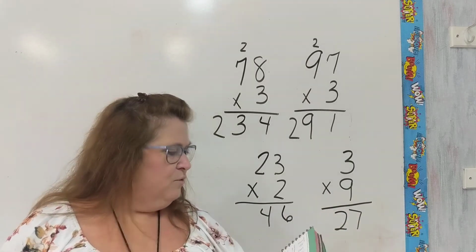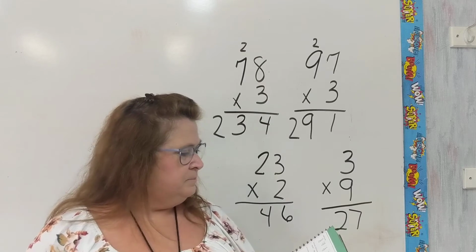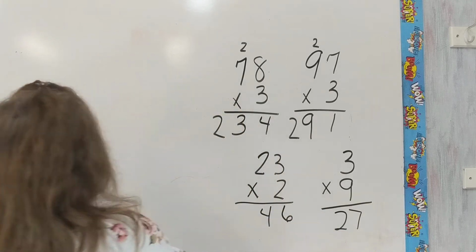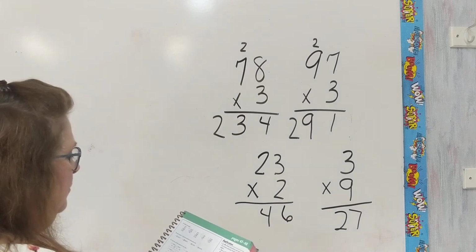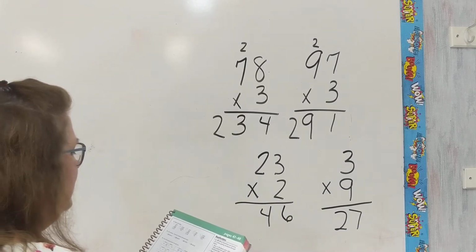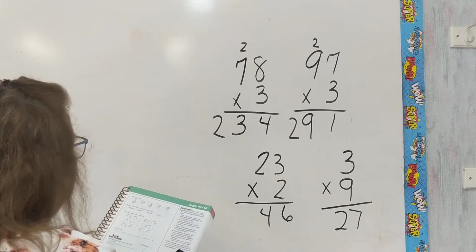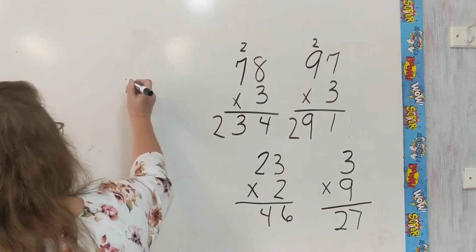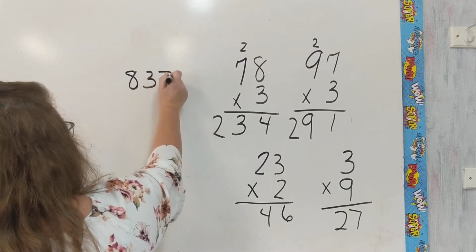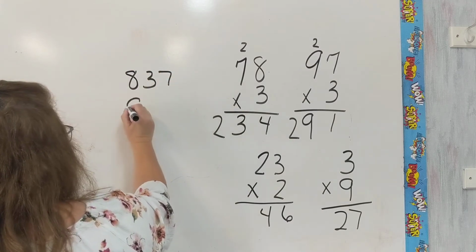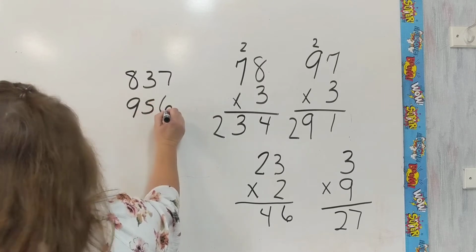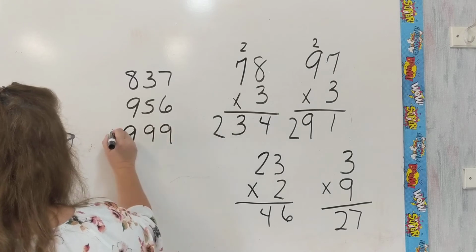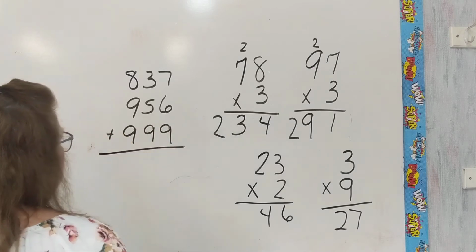Turn your papers over to section 4. Follow the signs. So we're going to do a little bit. We will do letter C. So look at letter C. On the back, section 4, letter C. We have 837 plus 956 plus 999. All right, so let's see what this sum is going to be.